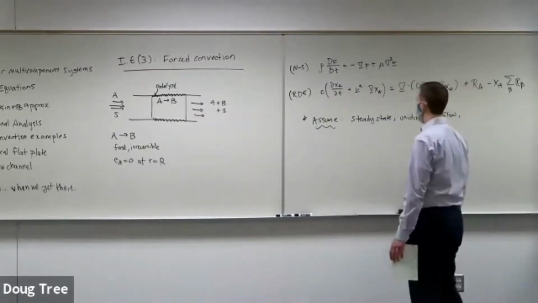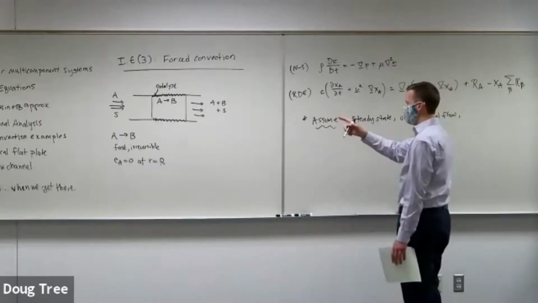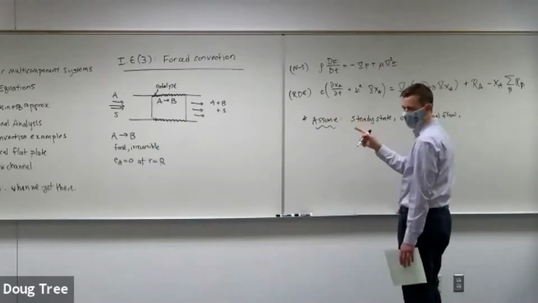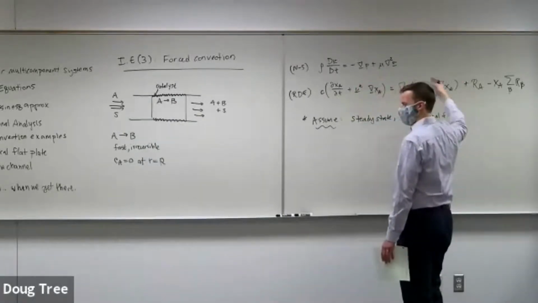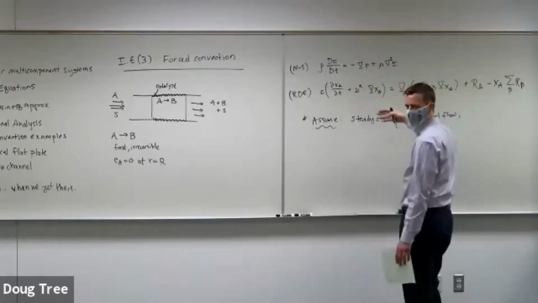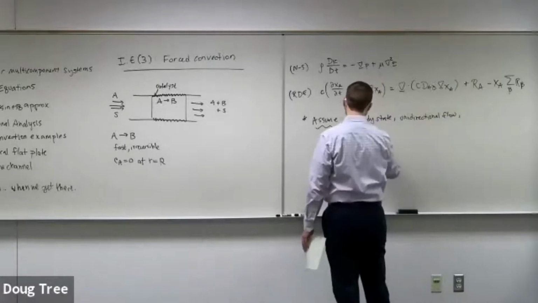We'll assume unidirectional flow implies, at least in the flow profile, that it is... what's the one where it's independent of the z direction? Oh, I'm blanking. Fully developed. Thank you. That's the word I was looking for.